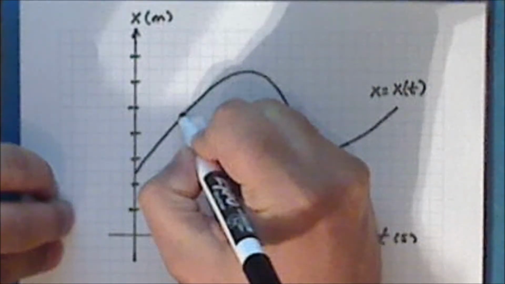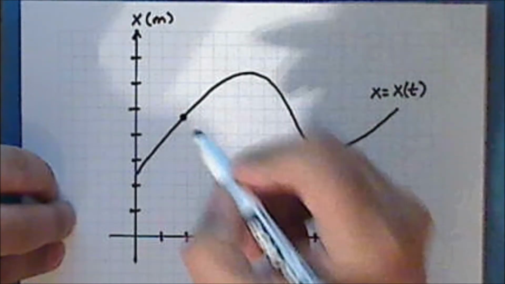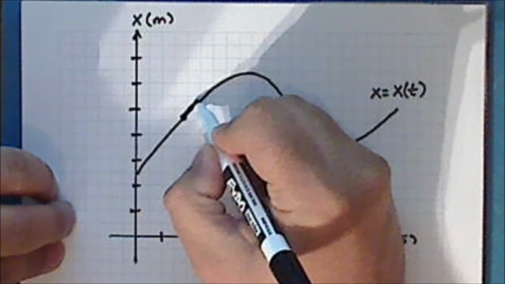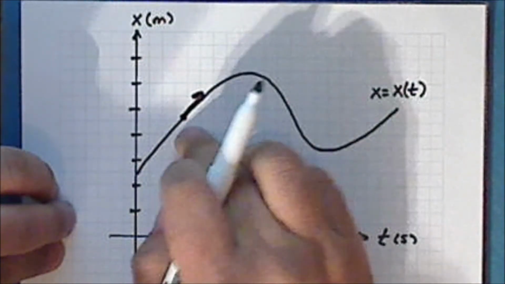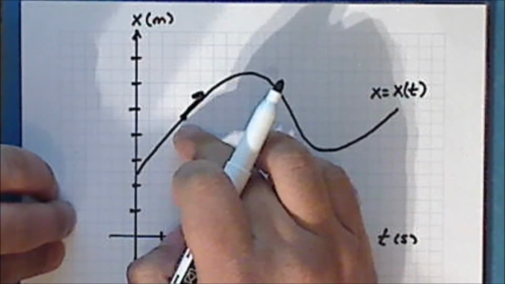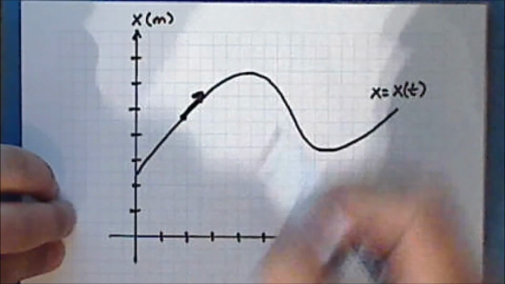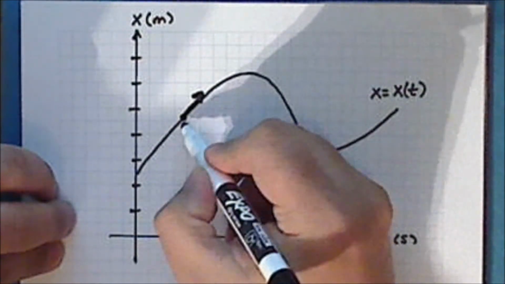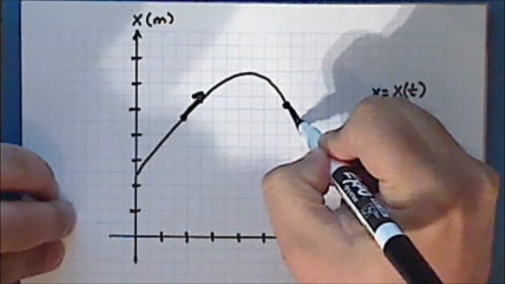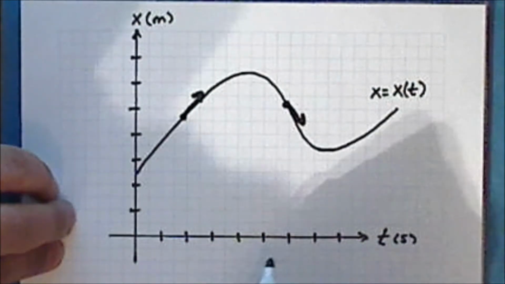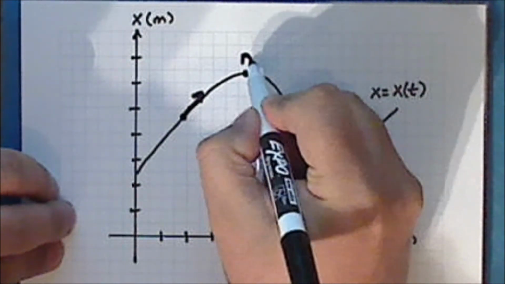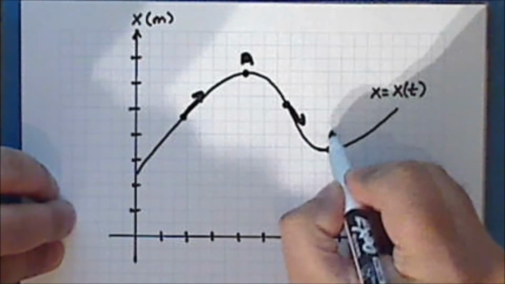For any given point on the position versus time graph, we can visualize the velocity as the directed line segment that has a slope equal to the slope of the line tangent to the curve at that point, and a length equal to the magnitude of the velocity. Here we have a positive velocity, and here we have a negative velocity. Now notice that this graph has two inflection points, which we'll call A and B.